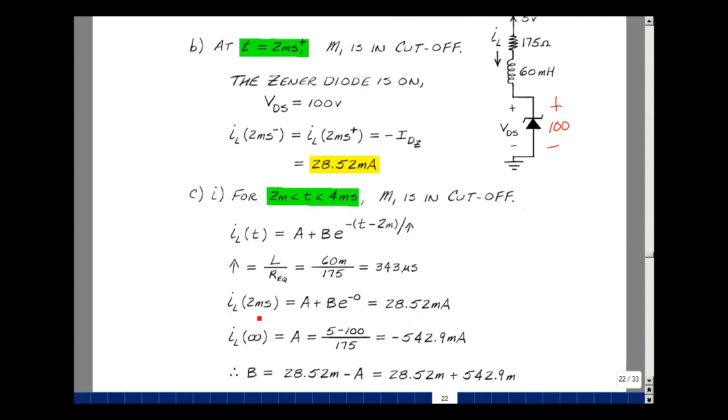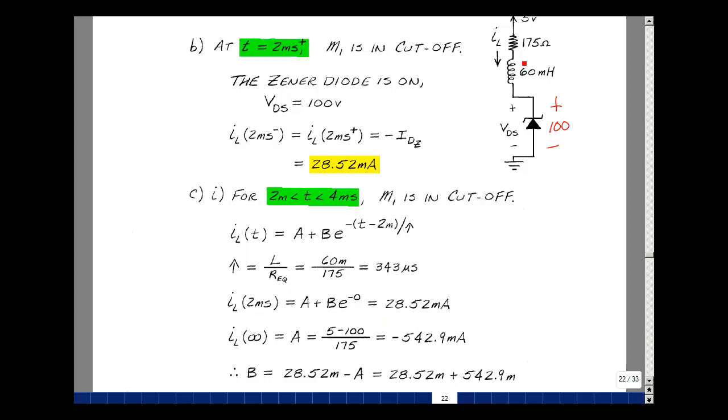Current that was in the inductor prior to this changing of the input from 5 volts to 0 was 28.52 milliamps. And that must still be the value as we cross 2 milliseconds. Evaluating this equation at 2 milliseconds plus, we're going to get e to the 0. E to the 0 is 1. We just get A plus B is equal to this 28.52.